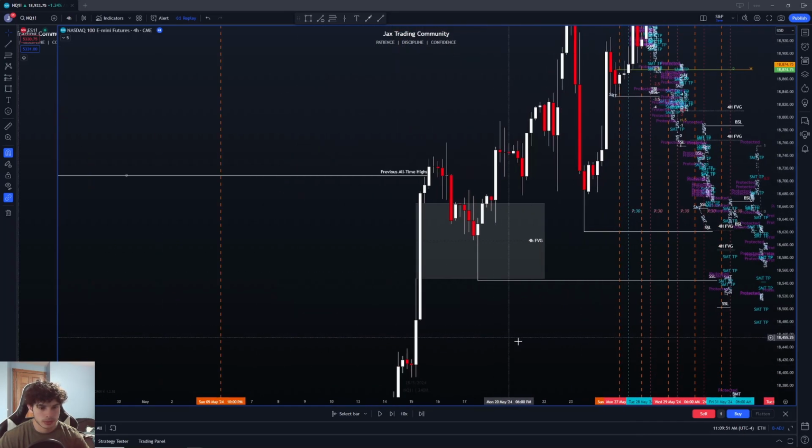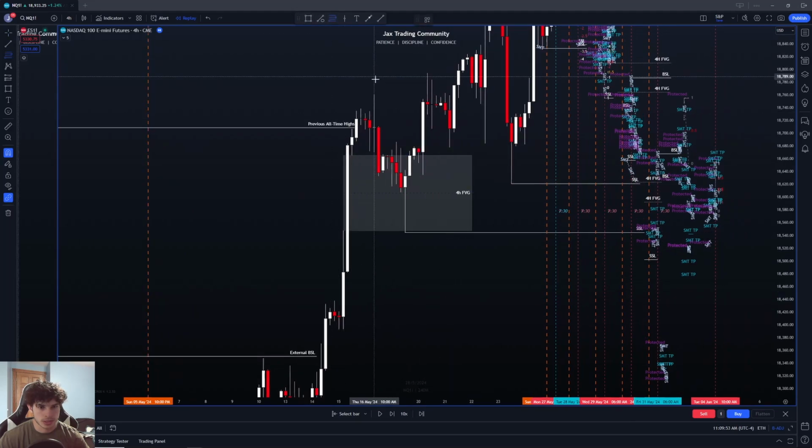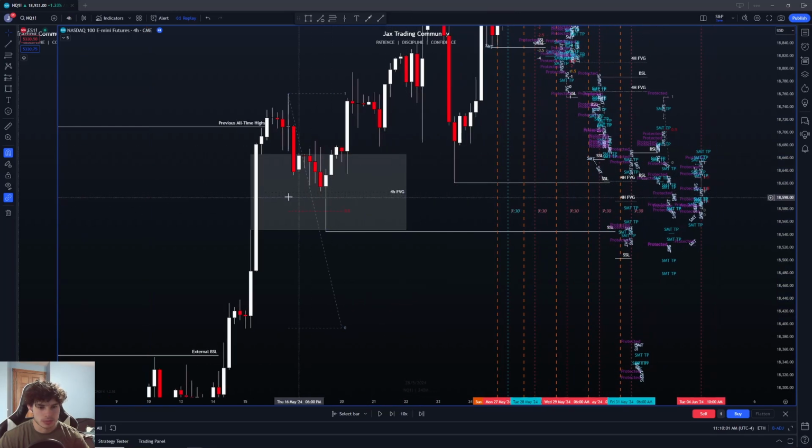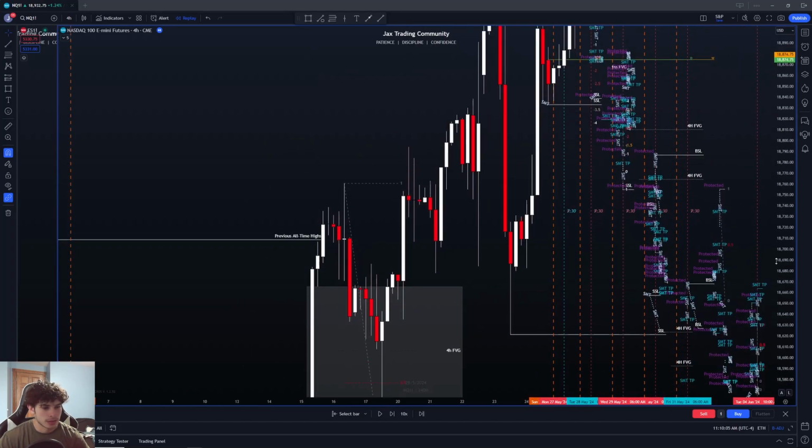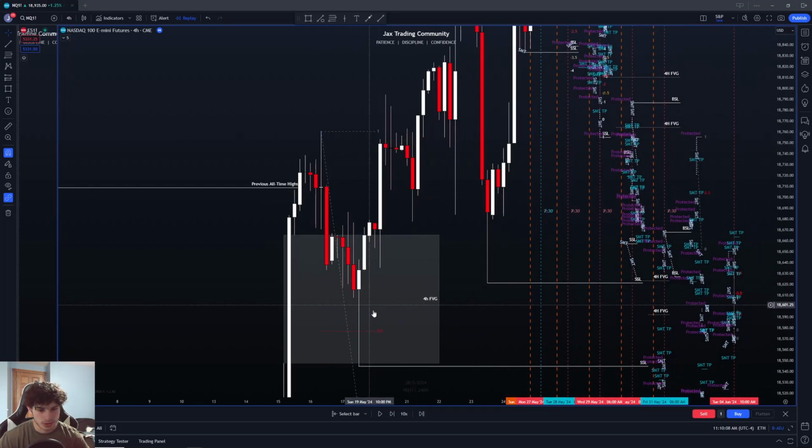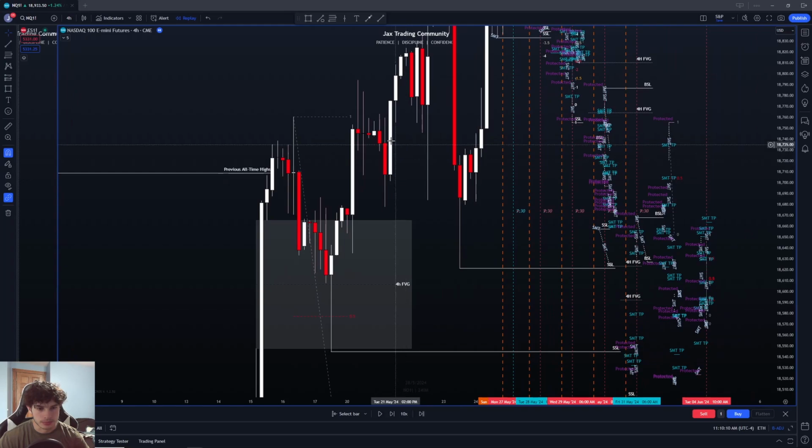If you were to take, for example, discount of this, you could see we tap in a discount, which is aligned with this bigger fair value gap. We respect the halfway point of the fair value gap, the CE, or sorry, consequent encroachment. Yeah, it's CE.